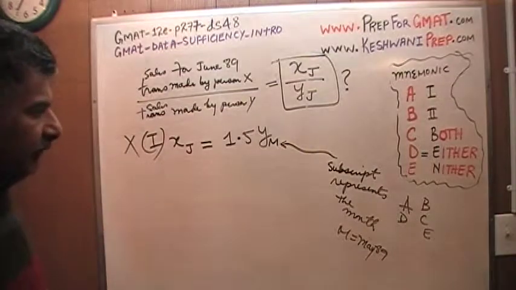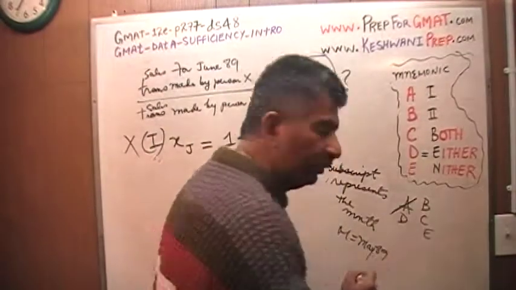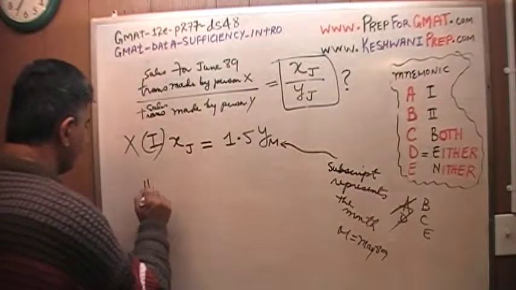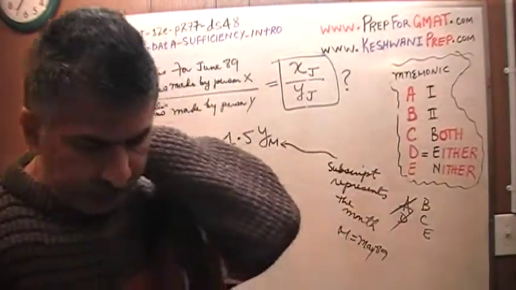First statement is not enough. That tells us that the answer, whatever it is, cannot be A, nor can it be D. Let's look at the second statement. Second statement, let's see what that tells us.